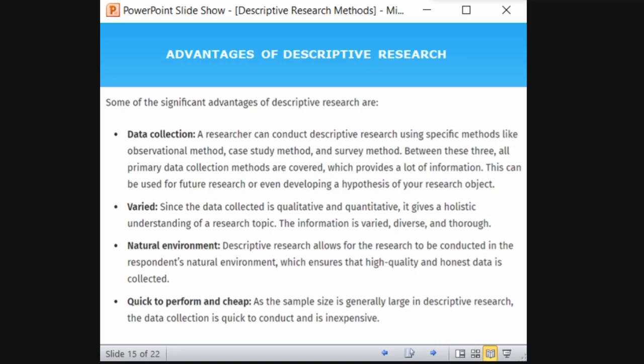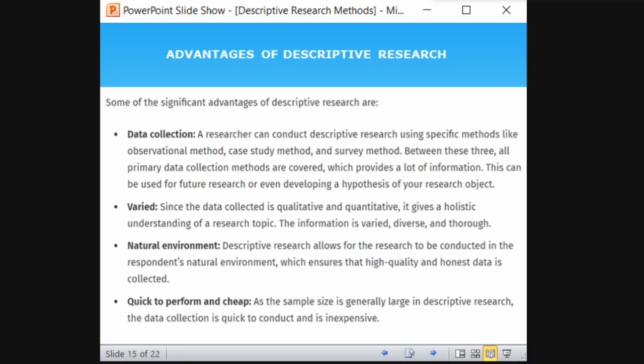And varied. Varied means diverse, different. Since the data collected is both qualitative and quantitative, it gives a holistic understanding of a research topic, right? So the information is very diverse and thorough. You will get different kinds of information, diversified across disciplines and across genders of phenomena, and it is thorough.